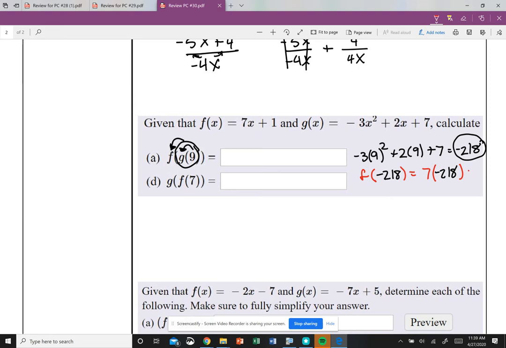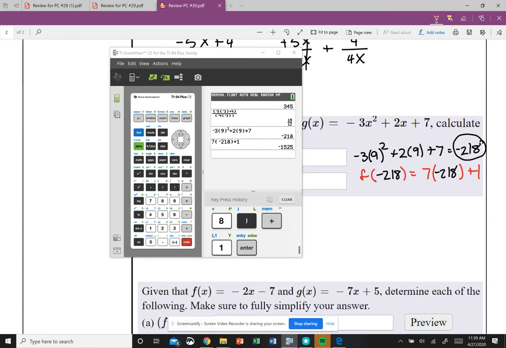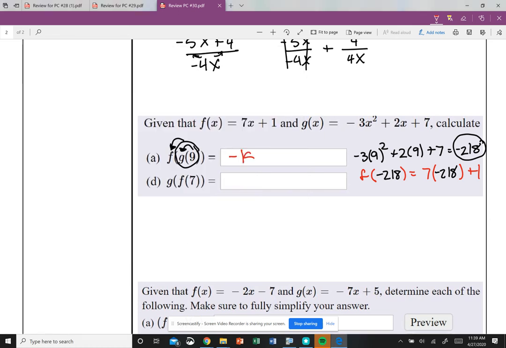And then plus 1. So I pull out my handy-dandy calculator. I do 7 parentheses -218 close parentheses plus 1, and I get -1525. So that's the first one. So now this other one has us going the other way.